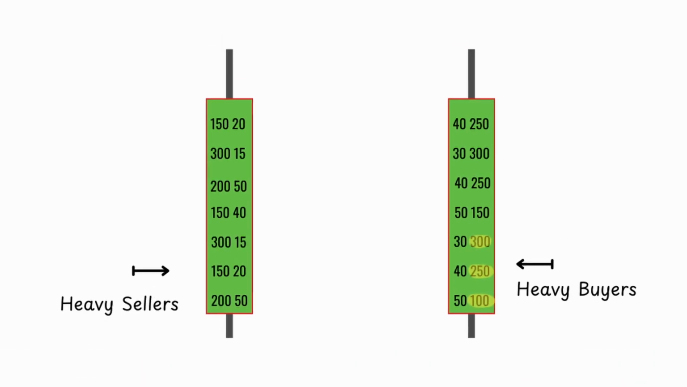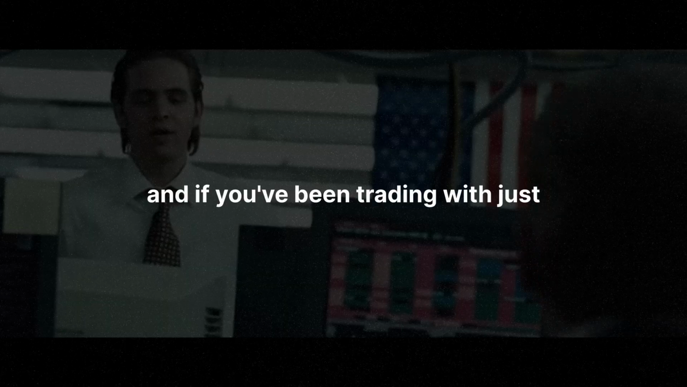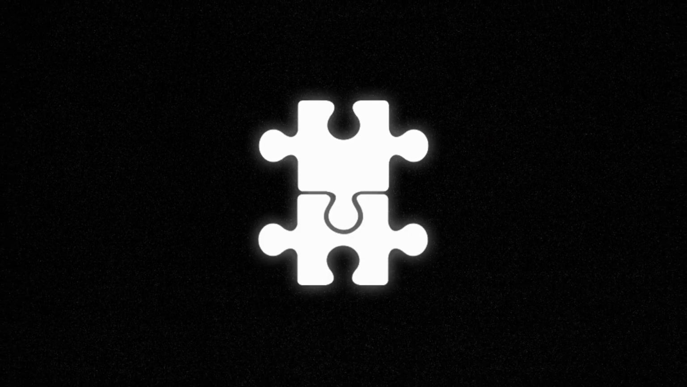And what if I told you you can have two green candles, the exact same size, but one has way more buying volume than the other? That's where footprint charts come in. And if you've been trading with just price and candles, this might be the last piece of the puzzle you've been searching for.